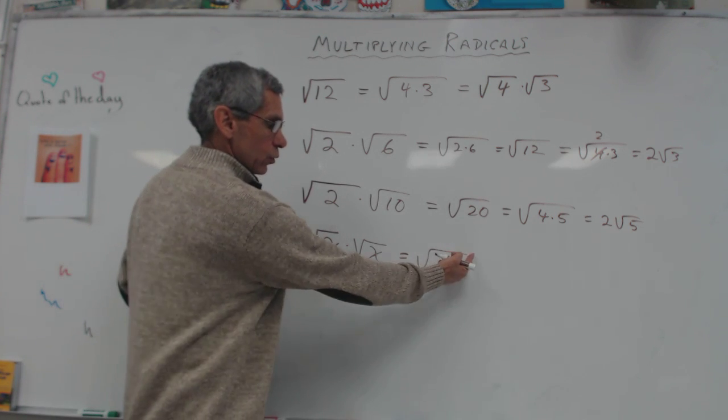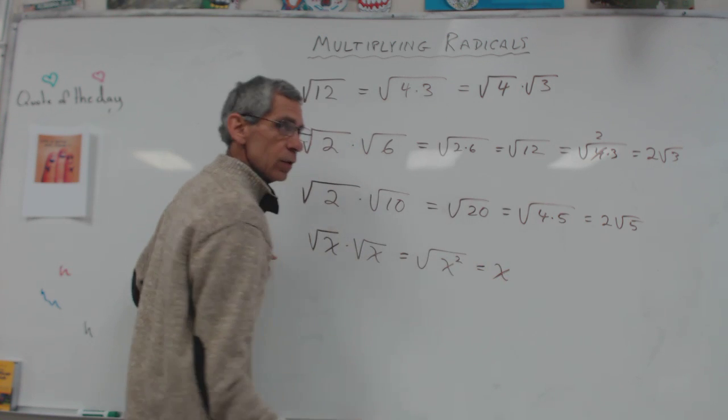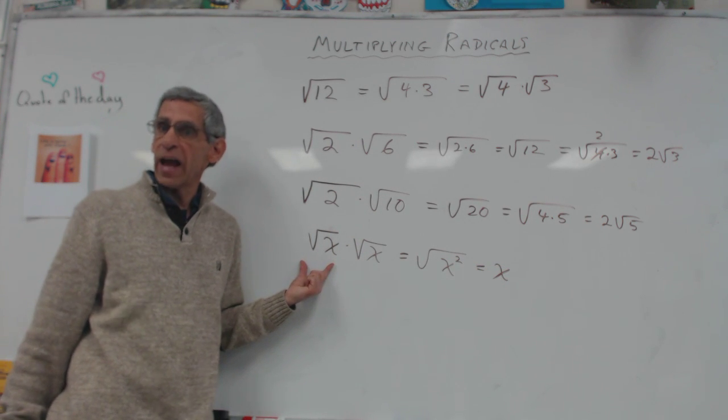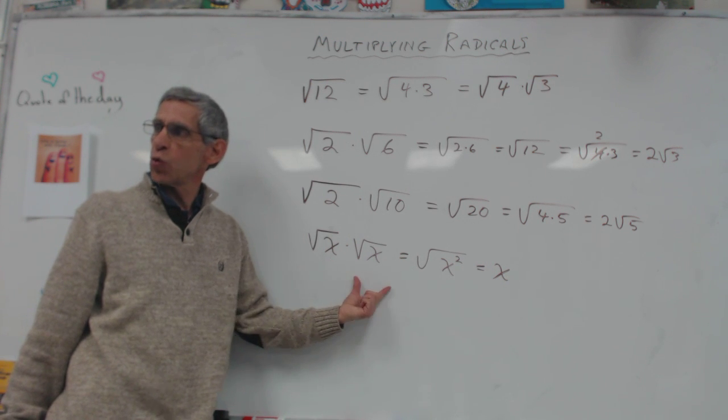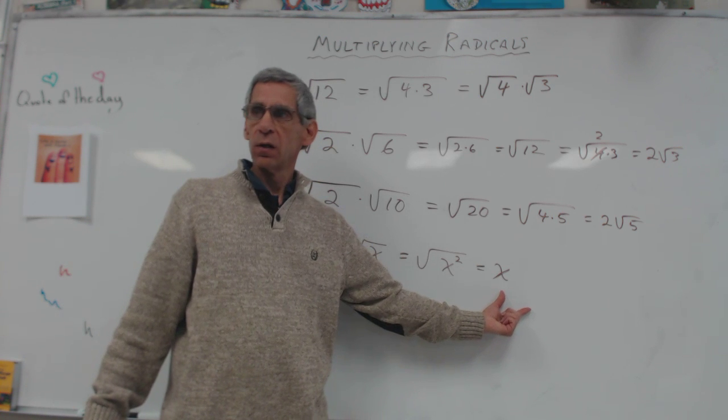X, because the square root cuts the exponent in half, therefore it's x. Wait a minute. Are you saying that the square root of x times the square root of x is equal to x?